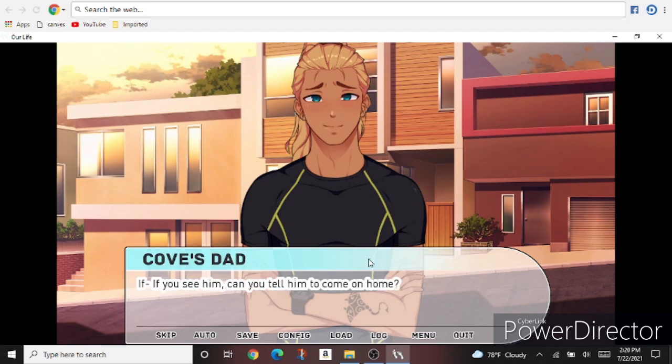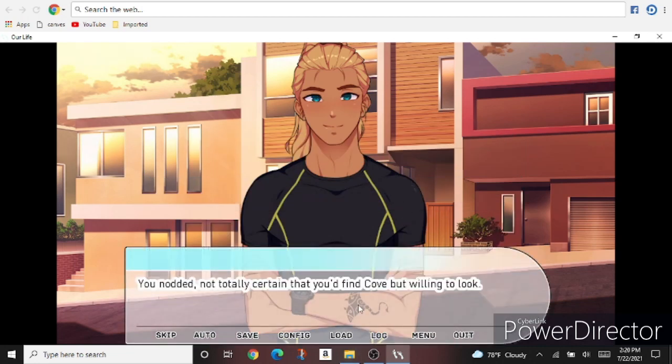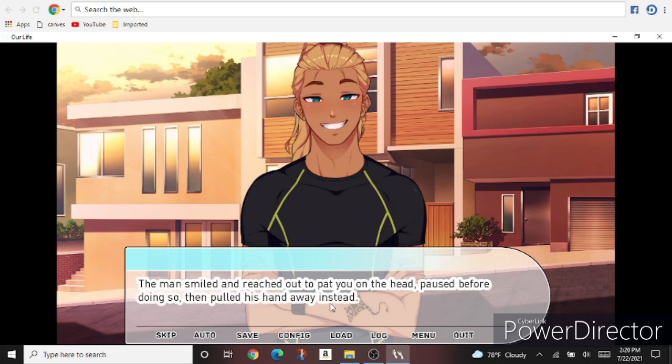If you see him, can you tell him to come on home? He's got a pink cast and glasses. You can't miss it. I can try. He nodded, not totally certain that you'd find Cove, but willing to look. The man smiled and reached out to pat you on the head, paused before doing so, and then pulled his hand away.